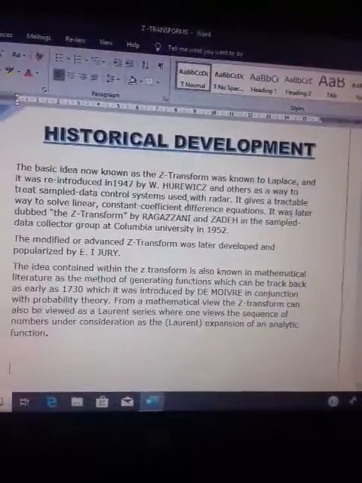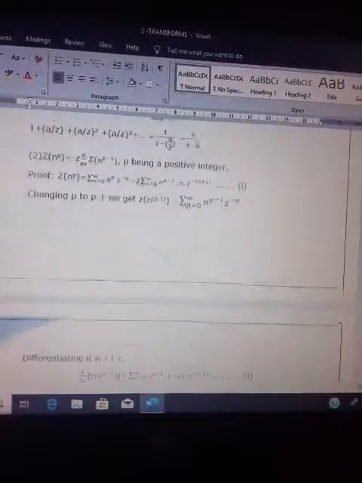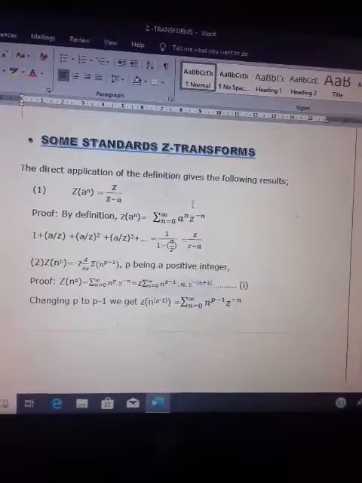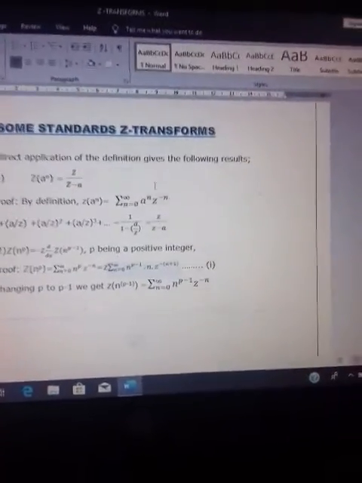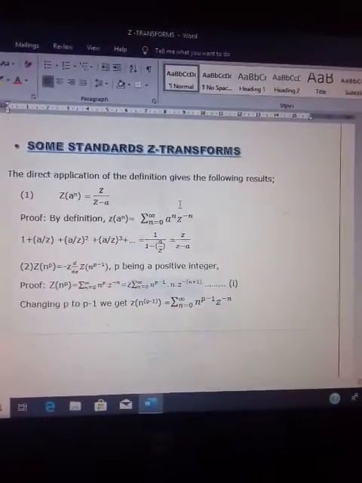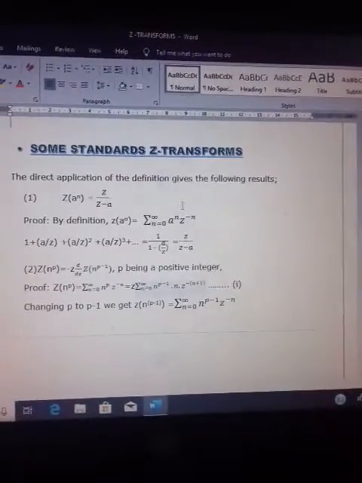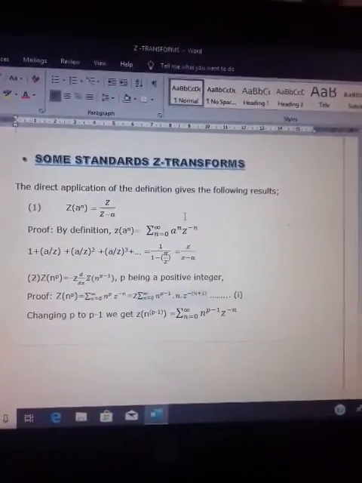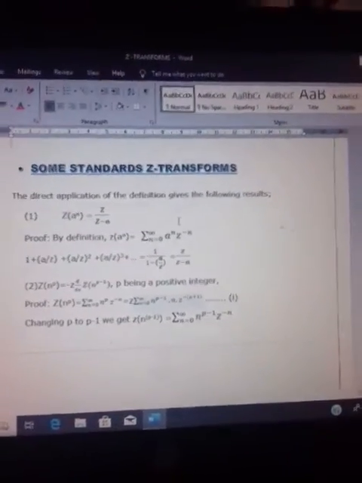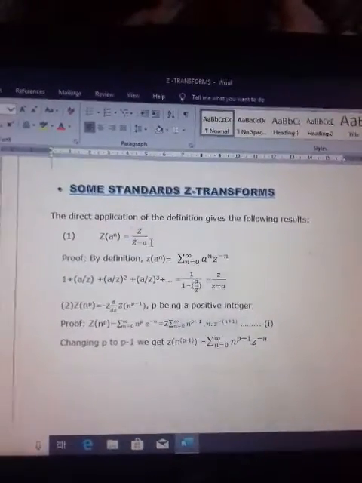And it is the historical development which I had done. And some standard Z transforms. The application of the definition, that is the application of the Z transform, that is Z of u(n) equals the summation of n equals 0 to infinity u(n) z to the power minus n, gives the following results. And the first result is Z of a to the power n equals z by z minus a.